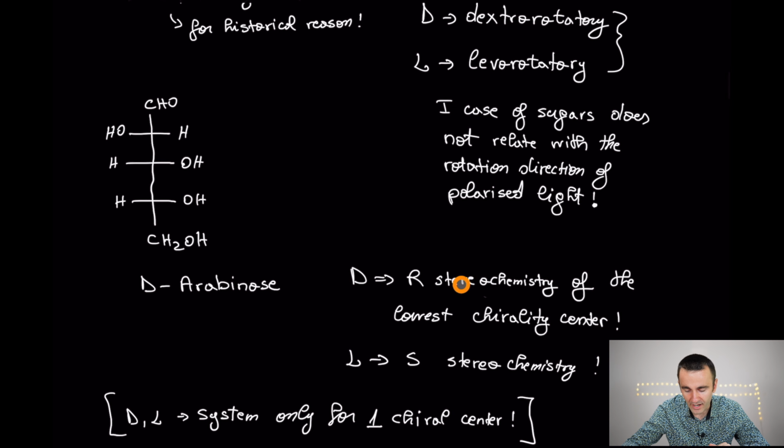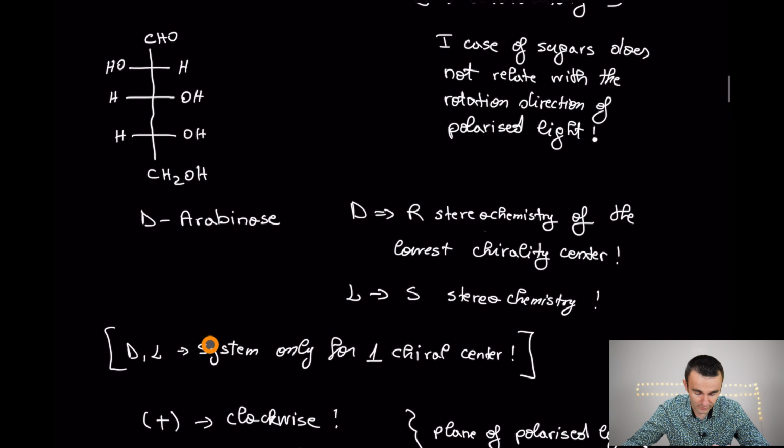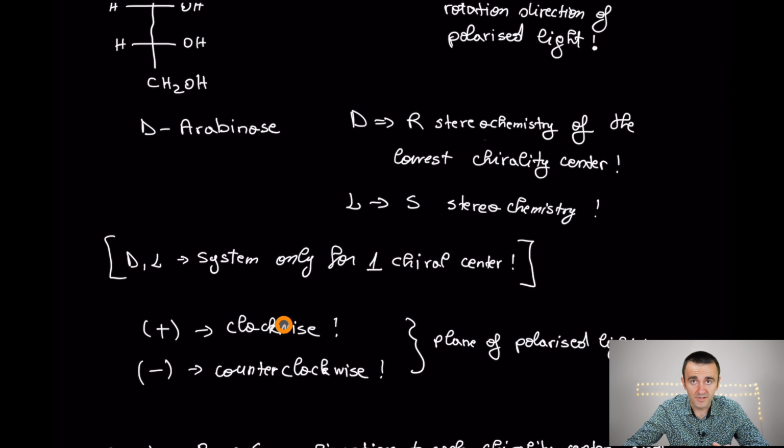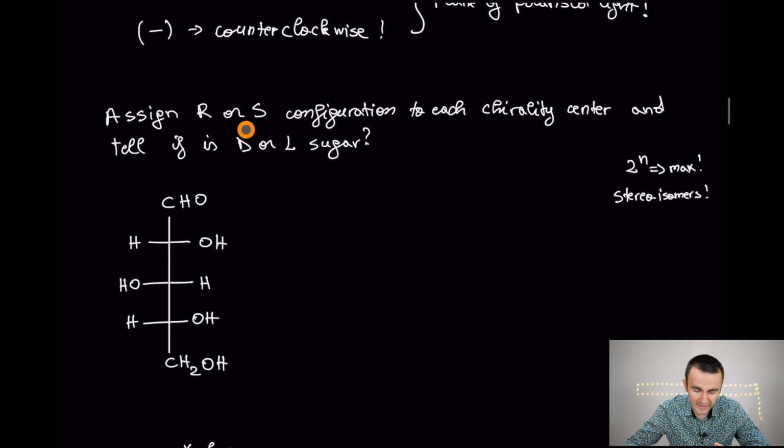D represents R stereochemistry for the lowest chiral center, L represents S stereochemistry for the lowest chiral center, but I recommend always checking. This system is only for one chiral center. Plus and minus now represent the clockwise and counterclockwise rotation of the plane of polarized light. Okay, let's move further. Assign RS configuration to each chiral center and tell if it's a D or L sugar.